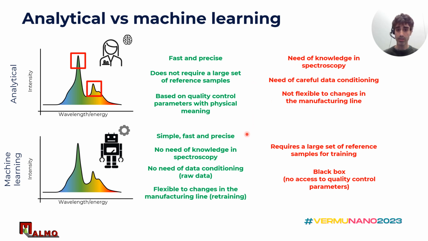However, machine learning, the advantage is that it's simpler than analytical, it's fast and precise. You don't need any knowledge in spectroscopy. You don't need any kind of data conditioning. You can use the raw data in the algorithm as features. And also it is flexible regarding changes in the manufacturing line. In this case, you would only need to retrain your algorithms and you would get an updated methodology. The problem is that you require a very large set of reference samples for training the algorithm in a reliable way. And also that it is a black box. We don't have access to the quality control parameters that the machine learning finds for process monitoring.